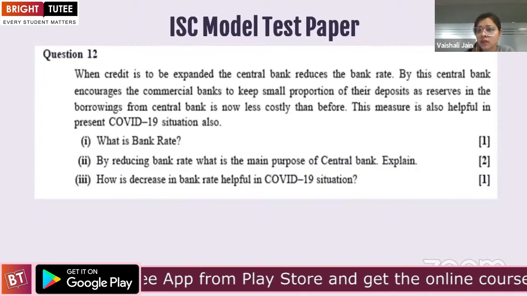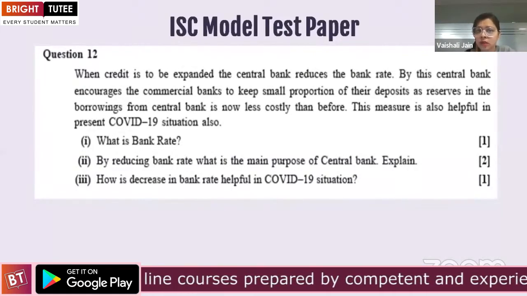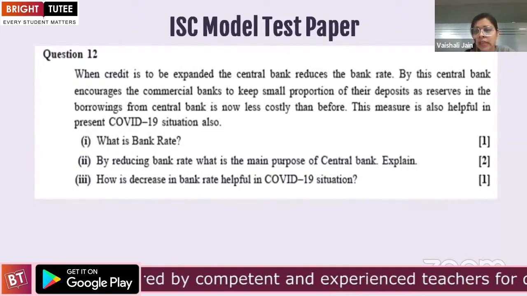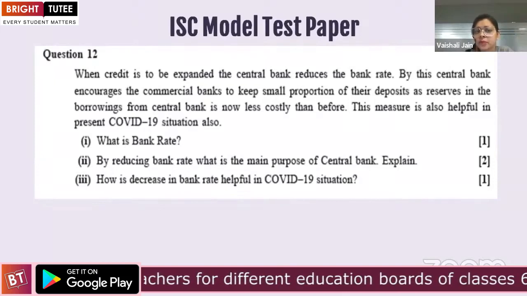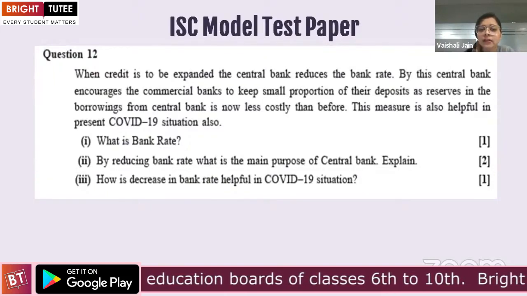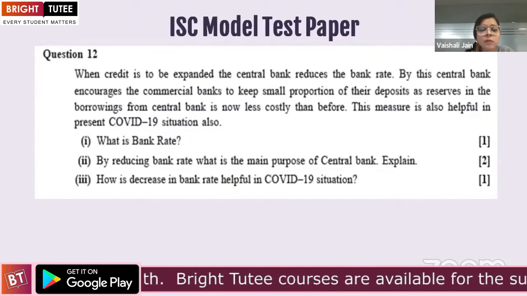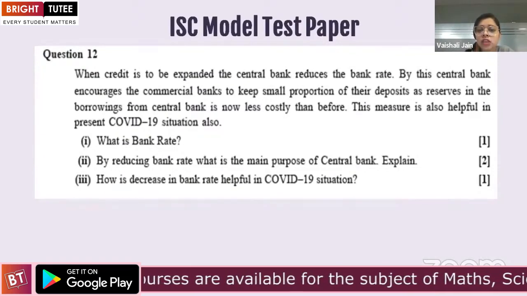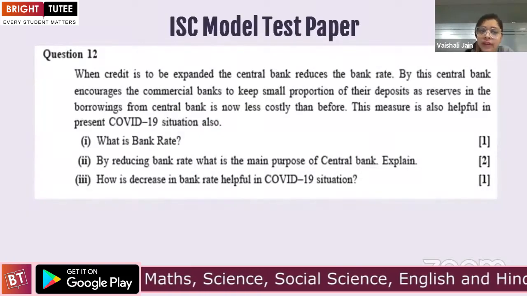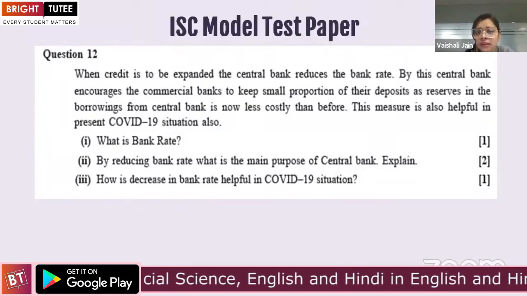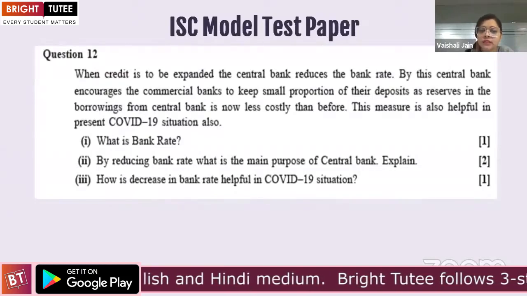Then we have one more, that's a proper case study based question. There is one case study based question, question number 12. We are expecting the paper to be based on the specimen paper only. Let's hope for what comes in the exam, but yes, we prepare our child as per what is given in the specimen paper. So when credit is to be expanded, the central bank reduces the bank rate. By this, the central bank encourages the commercial banks to keep a small proportion of the deposits as reserves, as borrowings from the central bank are now less costly than before. This measure is also helpful in the present COVID-19 situation.